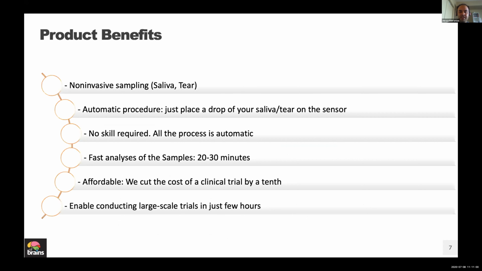So next slide, please. There are good features with our product. It's totally non-invasive, using saliva and tear. The whole process is automatic. No skill is needed, no training is required. It's very fast, taking about 20 minutes. For proteins and metabolites, it will take much less, a matter of seconds. And it's very cheap and provides the pharma companies with a large size cohort.